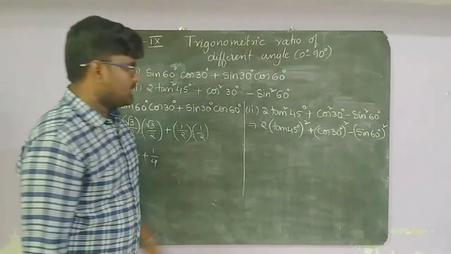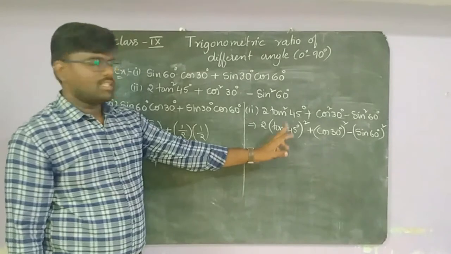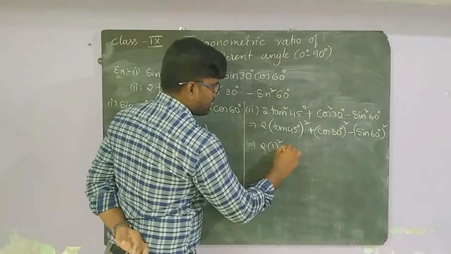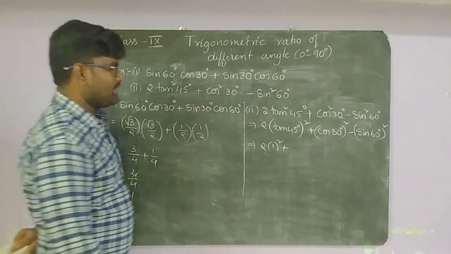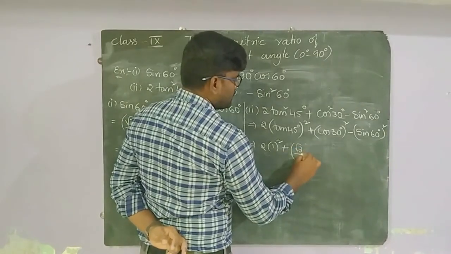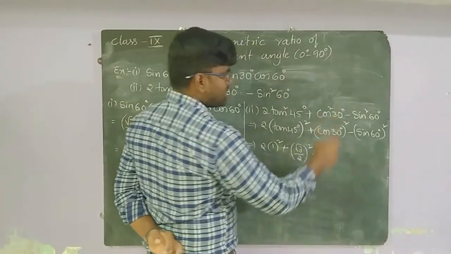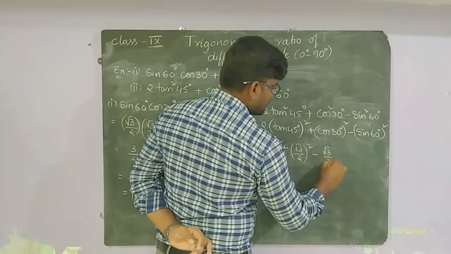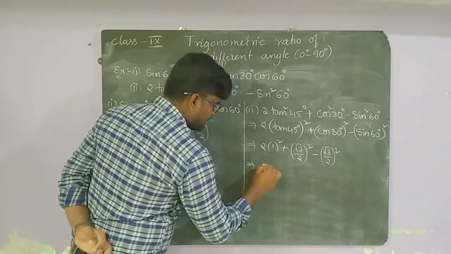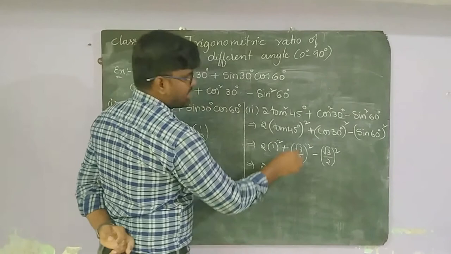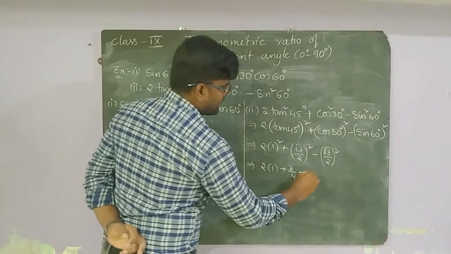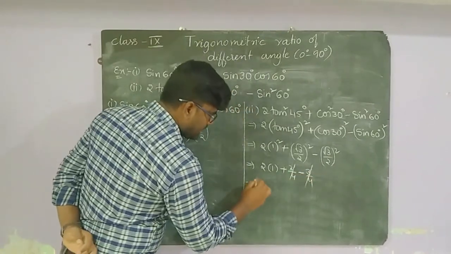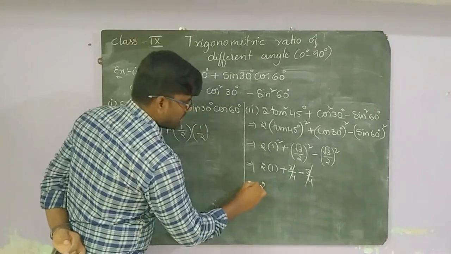We know the table: tan 45 value is 1. So 2 into 1 square, plus cos 30 value, which is root 3 by 2, whole square, minus sin 60 value, also root 3 by 2, whole square. 2 into 1 square means 2. Here it is 3 by 4 minus 3 by 4, so plus 3 by 4 and minus 3 by 4 cancel. So 2 into 1 is 2, and our answer is 2.